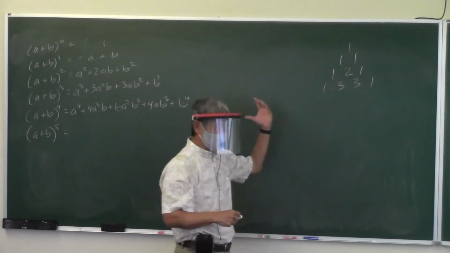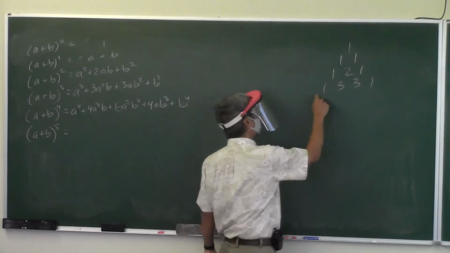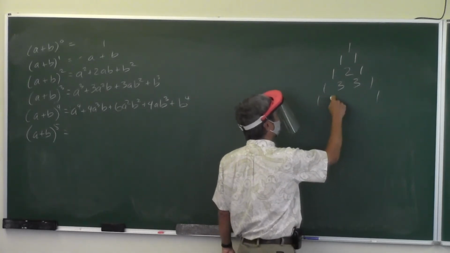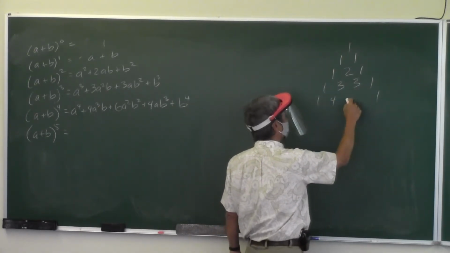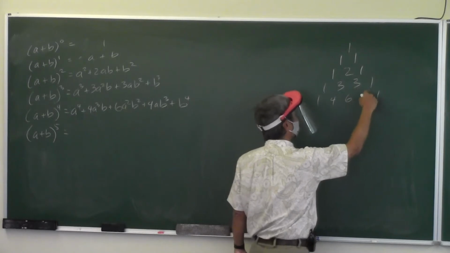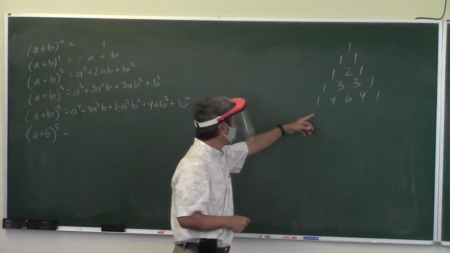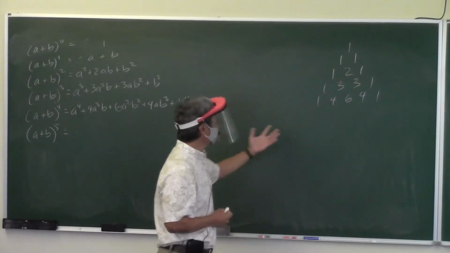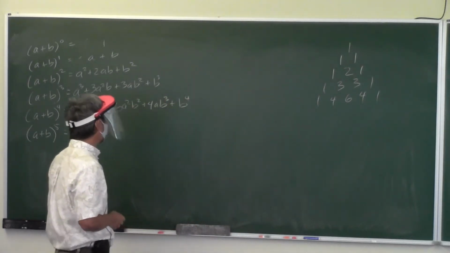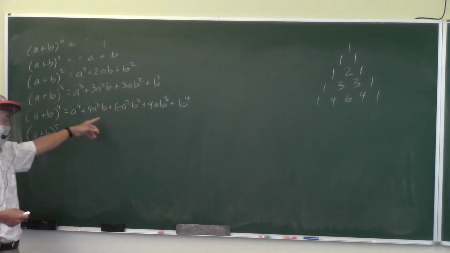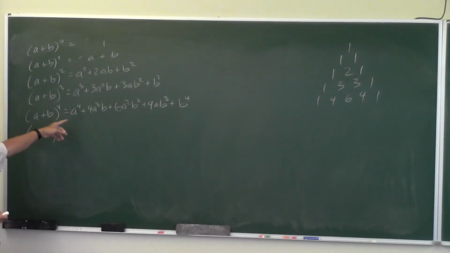And you can just extend this triangle as far as you want it. So you put 1s on the outside. 1 plus 3, 4. 3 plus 3, 6. 3 plus 1, 4. What do you think the application is? Look at this. Those are simply the coefficients when you expand a plus b to the nth power. You guys never seen this before?